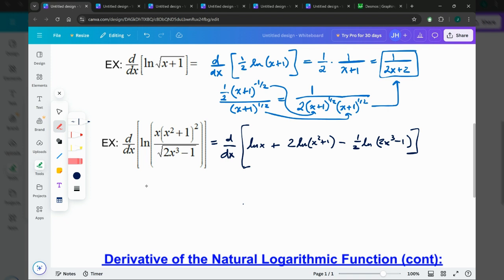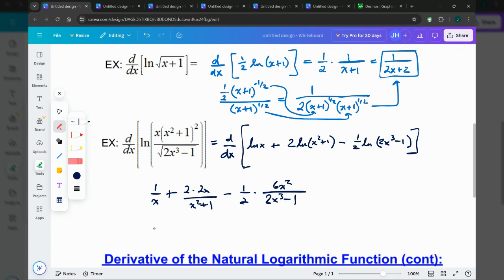What is the derivative of the natural log of x? Well, it's 1 over x. The next term, I'd have 2 times the derivative of this, which would be 2x over x squared plus 1. And then it would be minus 1/2 times the derivative of the logarithm, which would be, take the derivative of the inside, which would be 6x squared, over the function itself, 2x cubed minus 1.